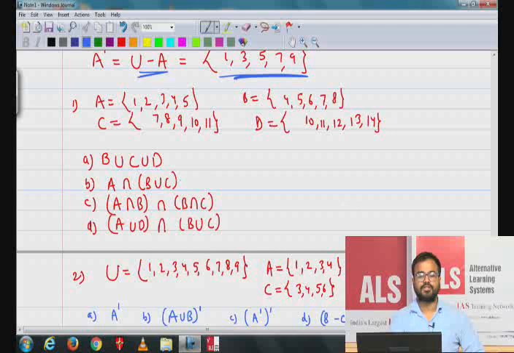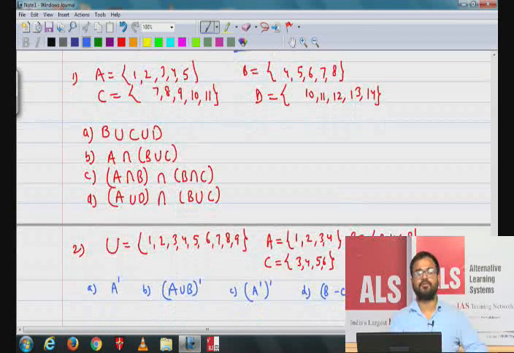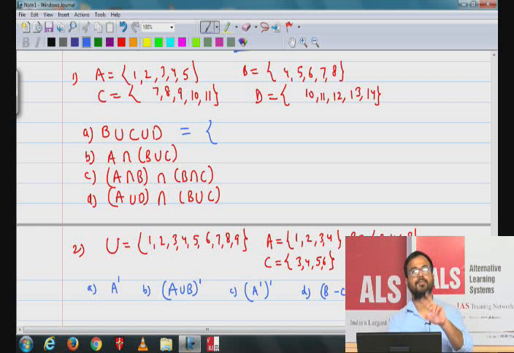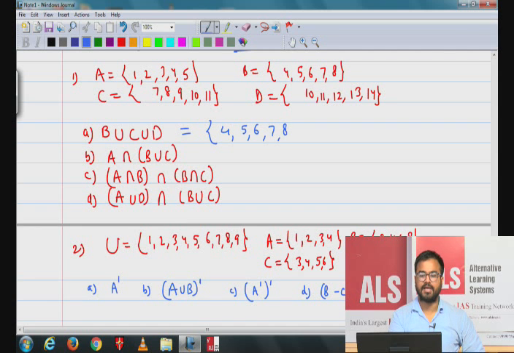Okay, so now the question is B union C union D. So we have to add all the values of B, C, D. This is commutative and associative. Like first you can do B union C and then C union D, or you can do B and D first and then C afterwards, doesn't matter. So B union C union D: 4, 5, 6, 7, 8 and then 9, 10, 11 and 12, 13, 14. That will be the value.